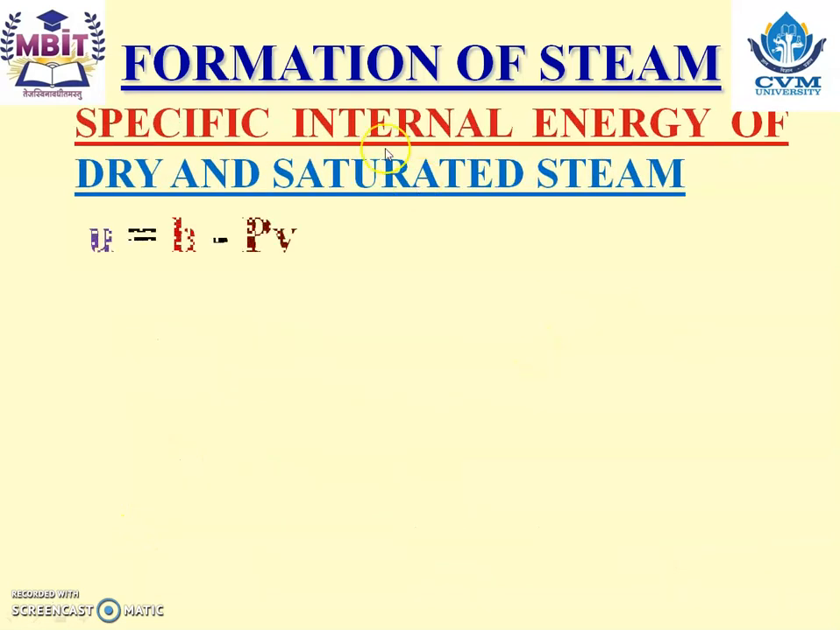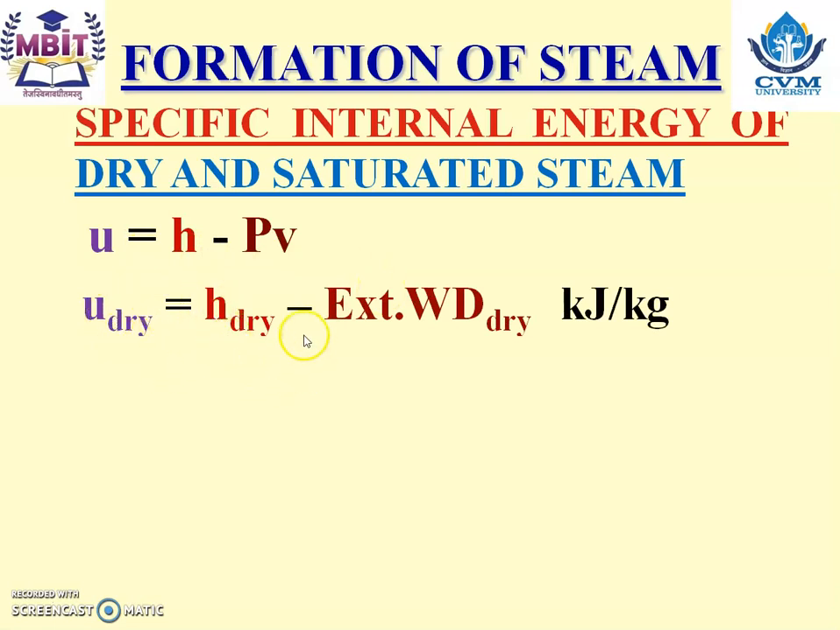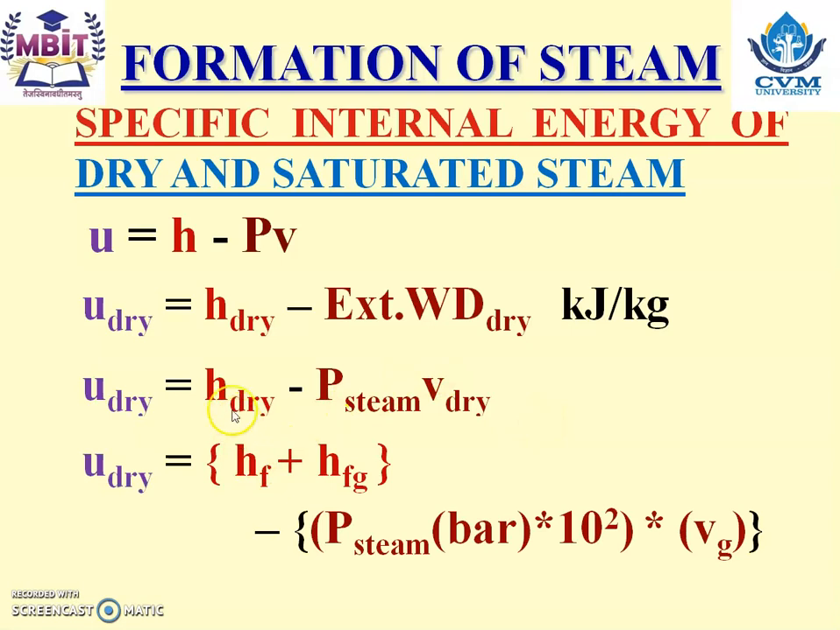Now next is specific internal energy of dry and saturated steam. Again the basic equation is this, U is equal to H minus PV. So U dry is equal to H dry minus external work done dry. Now let us write down the equation of H dry and external work done dry. It is P steam into specific volume of dry steam. So the equation for H dry is Hf plus Hfg, minus pressure of steam in bar multiplied by 10 raised to 2, to be converted into kilopascal, multiplied by V dry, which is Vg.